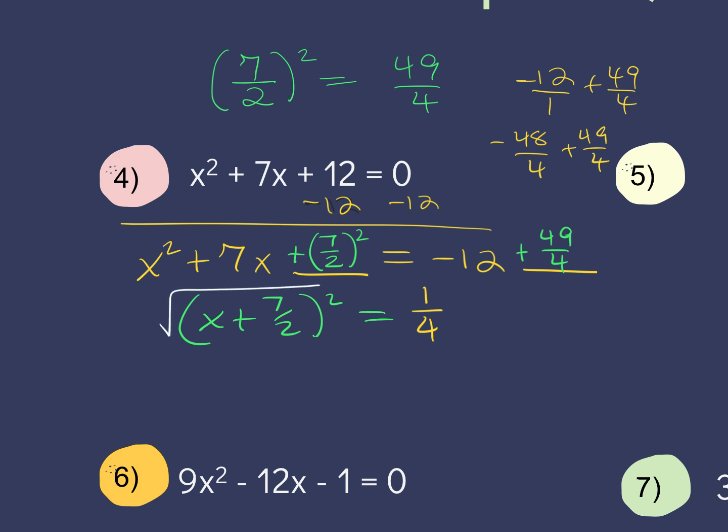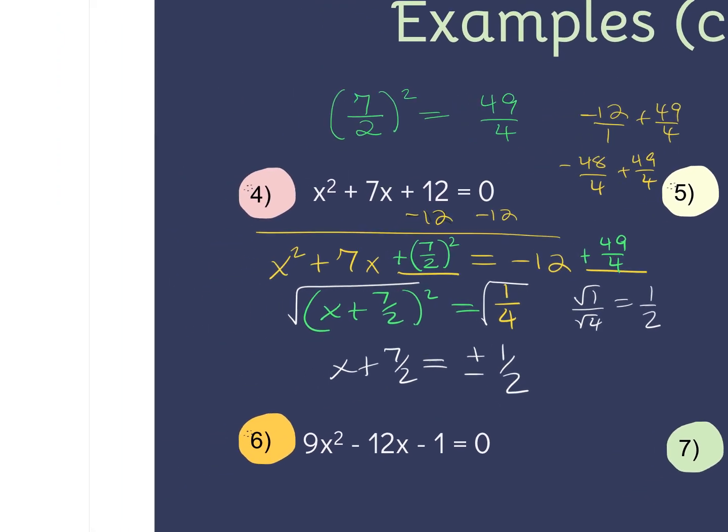So square root this side and this side. Now for this one, you could do it separately. Square root of 1 over the square root of 4, which is going to give me 1/2. So this will give me plus and minus 1/2. And then the x plus 7 over 2 comes out. Now, when this answer ends up coming out of the radical because it was a perfect square, I actually have to get the two answers.